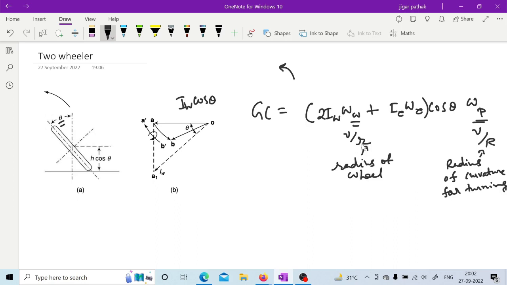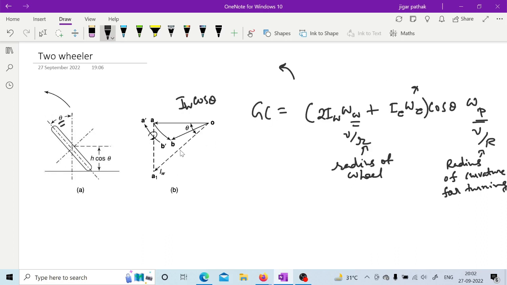So this is how you are having that gyroscopic couple in your two-wheeler. Sir, could you explain once about this I omega cos theta, which is written on the left-hand side above the P?